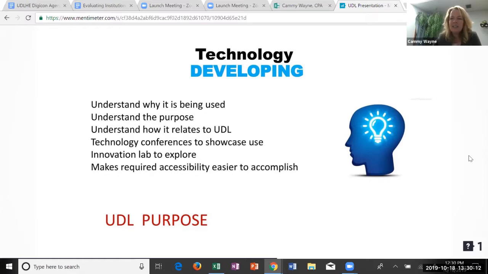Again, I can hear a lot of papers and stuff moving, so we might want to make sure that our mics are muted.